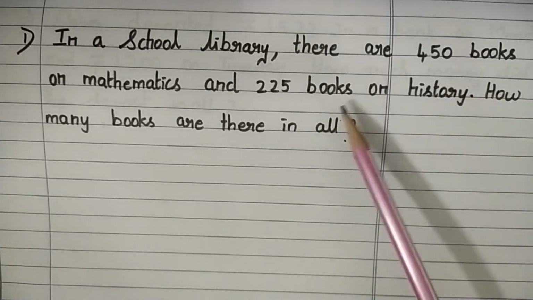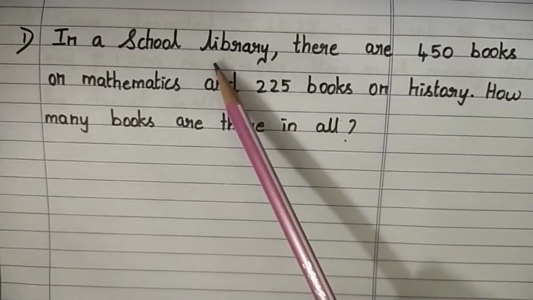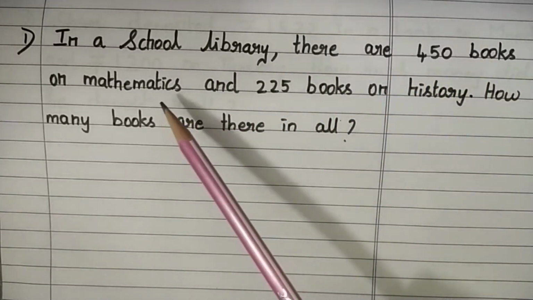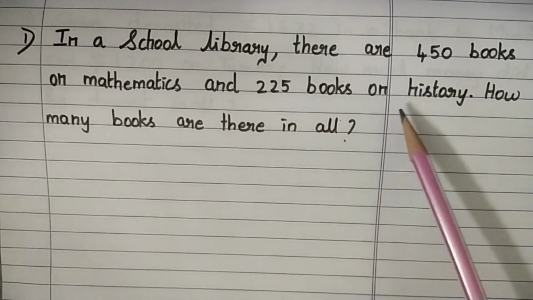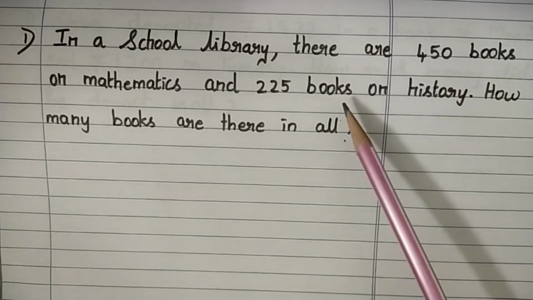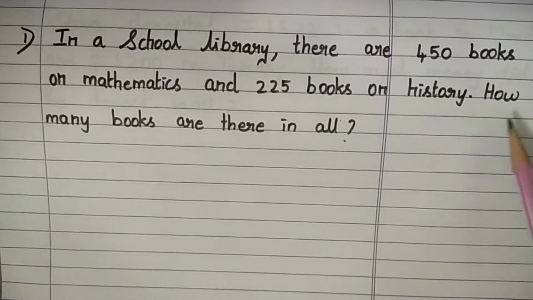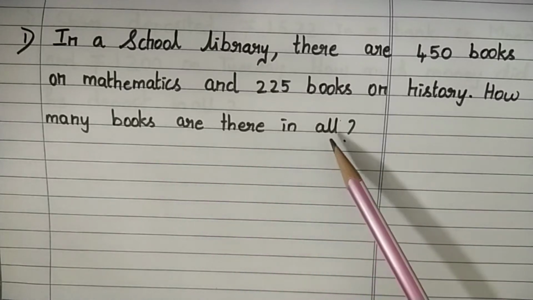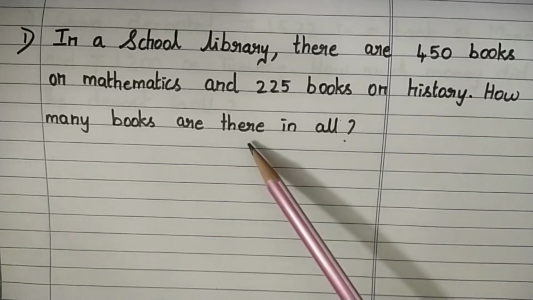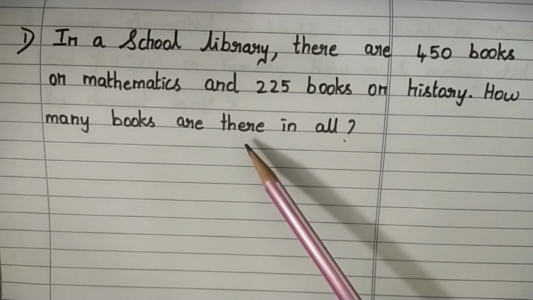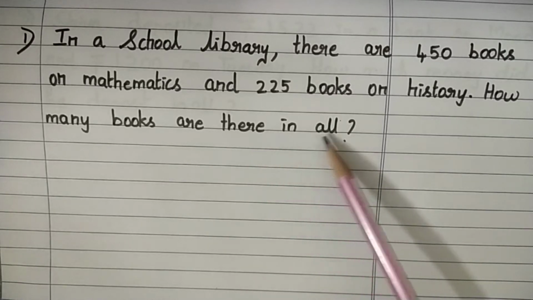So we have two different kinds of books in a library: 450 books on mathematics and 225 books on history. So we need to circle the information. And what they ask us to find is: how many books are there in all? So this is the thing we need to find. How many books are there in all? In all is a keyword.